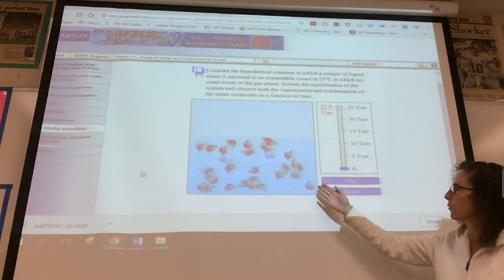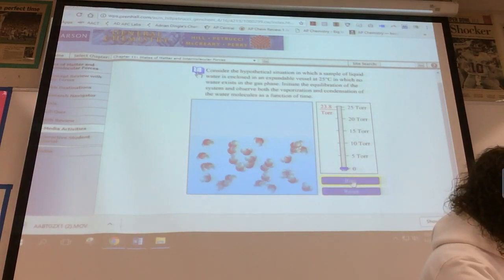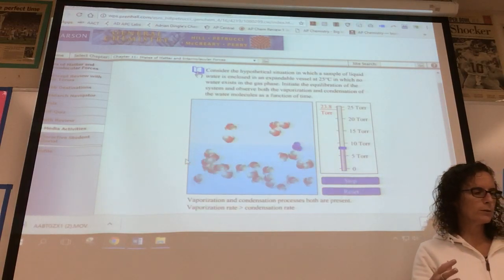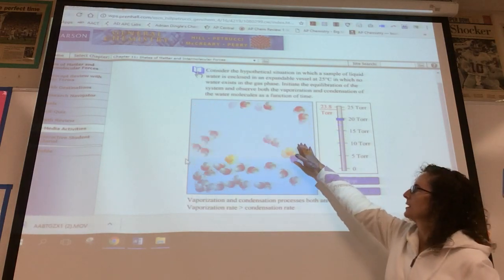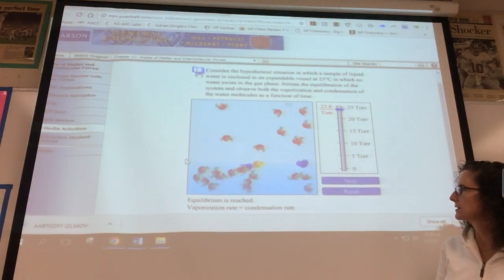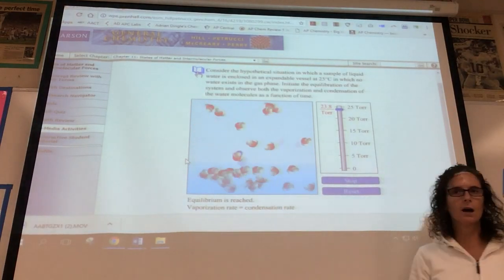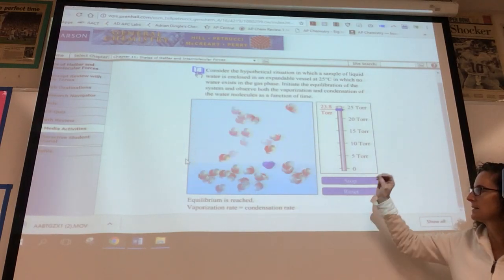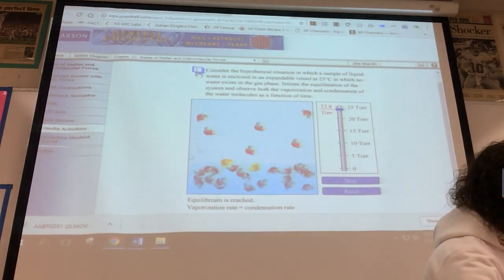For example, you have water molecules in the liquid phase. I'm going to run this, and you'll see that water molecules now will break off from that liquid phase, breaking the intermolecular forces and going off into the gaseous phase. Initially, the vaporization rate will be greater than the condensation rate, but at equilibrium, the rates of vaporization and condensation are the same. That is chemical equilibrium. It's dynamic because it continues. It doesn't just stop.